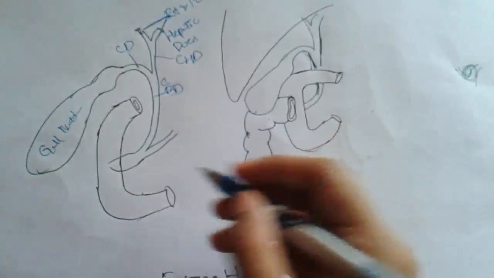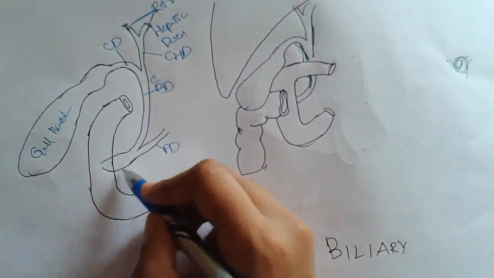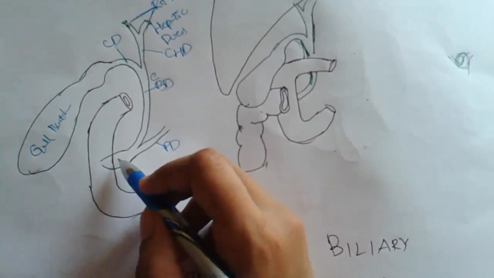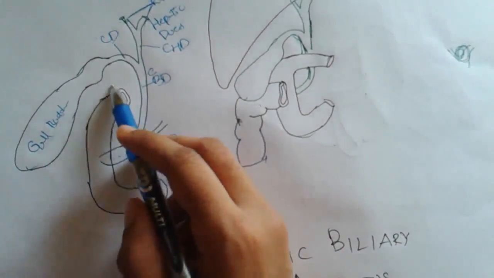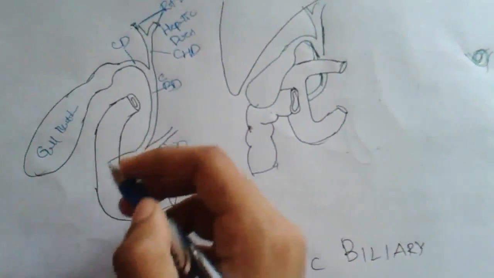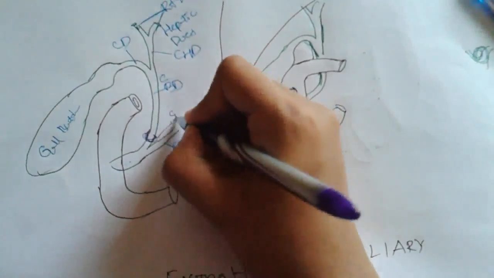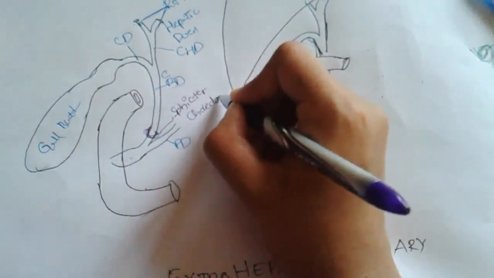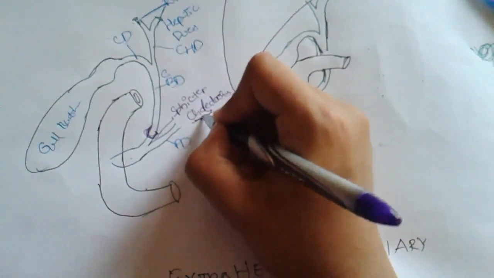This common bile duct now combines with the pancreatic duct to form, what is it? The major hepatopancreatic duct, and this hepatopancreatic duct opens into the duodenum. While it is opening into the duodenum, you will have three sphincters. One sphincter surrounds the bile duct, and this is called the sphincter choledochus. Chole means bile, so choledochus.